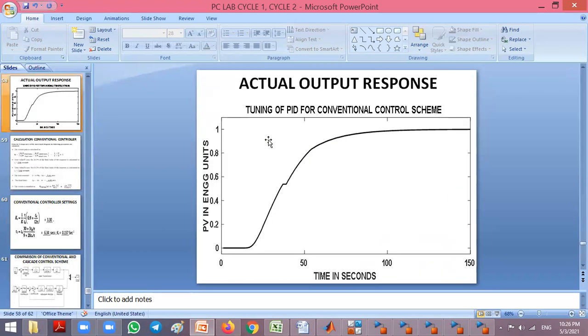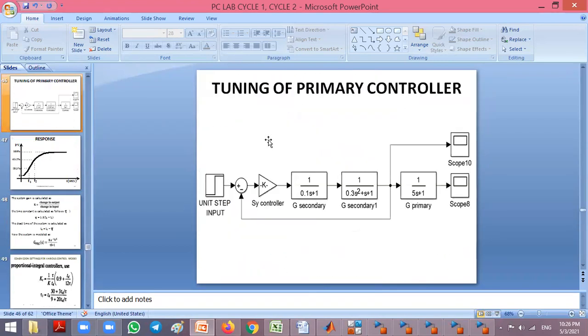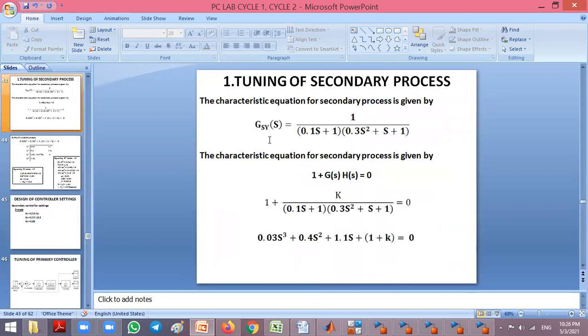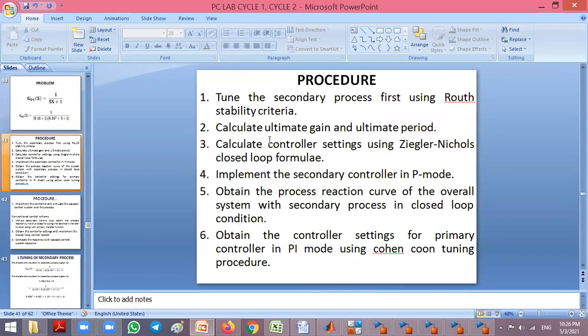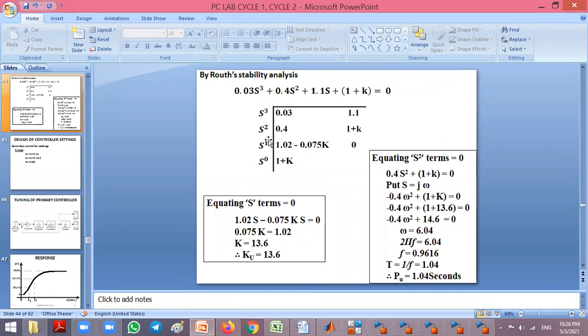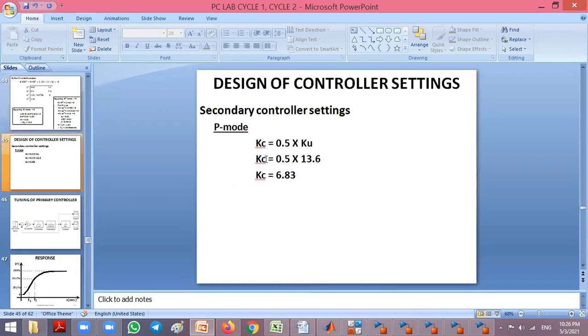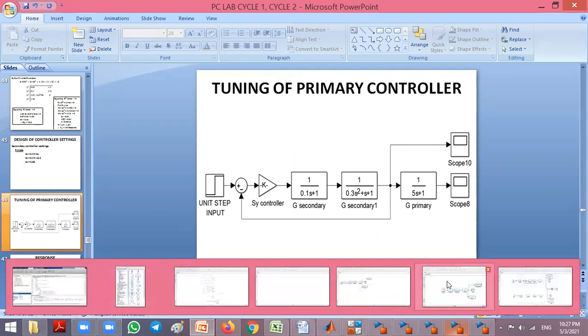Now we will go to MATLAB. So the problem will be given like this. We are going to tune the secondary using the theoretical approach, the root approach, in which you find the P mode control action. Now we are going to do the tuning of the primary controller.